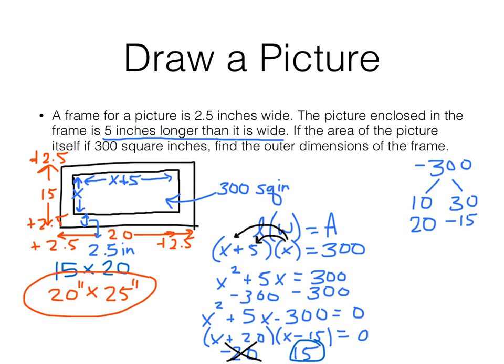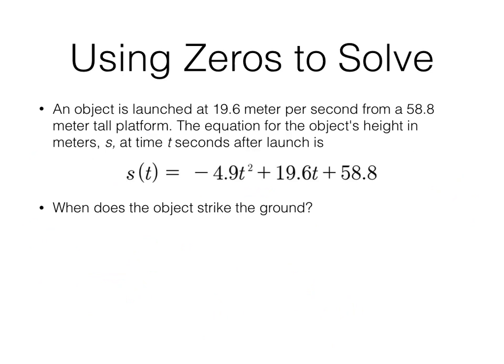Two more, now you'll actually have the equation given to you. So let's look at that. Using zeros to solve. An object is launched from 19.6 meters. Oops, typo.